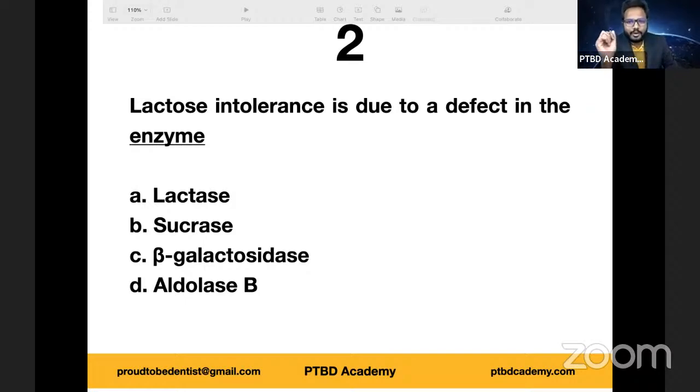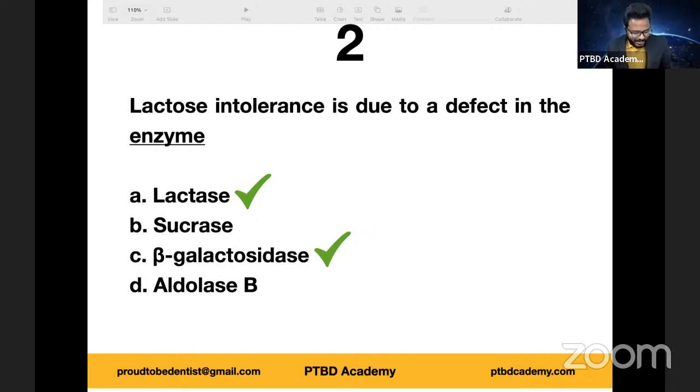Those who have chosen only option A, award yourself +2. Those who have chosen only option C, do award yourself +2, because it is both lactase or beta galactosidase. They are the same enzyme with different names. So those who have chosen both options A and C, yes, award yourself +4.